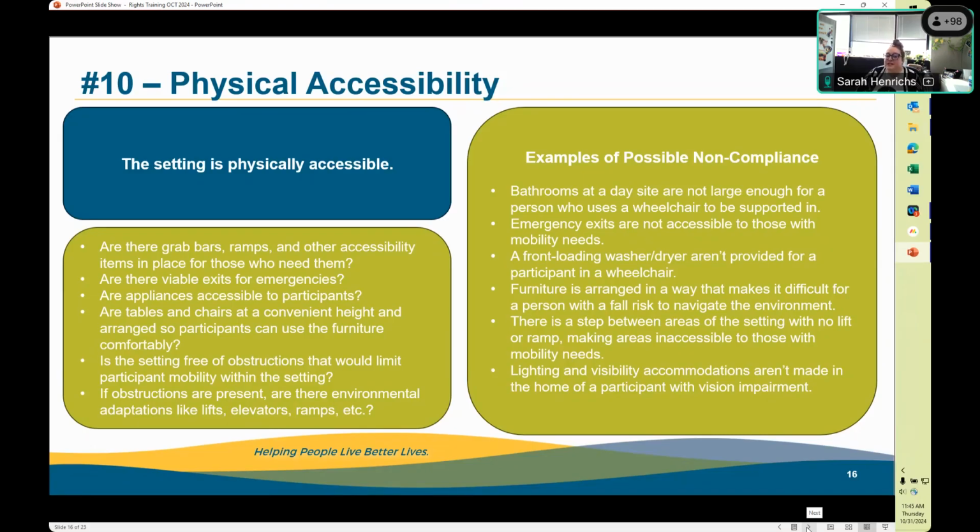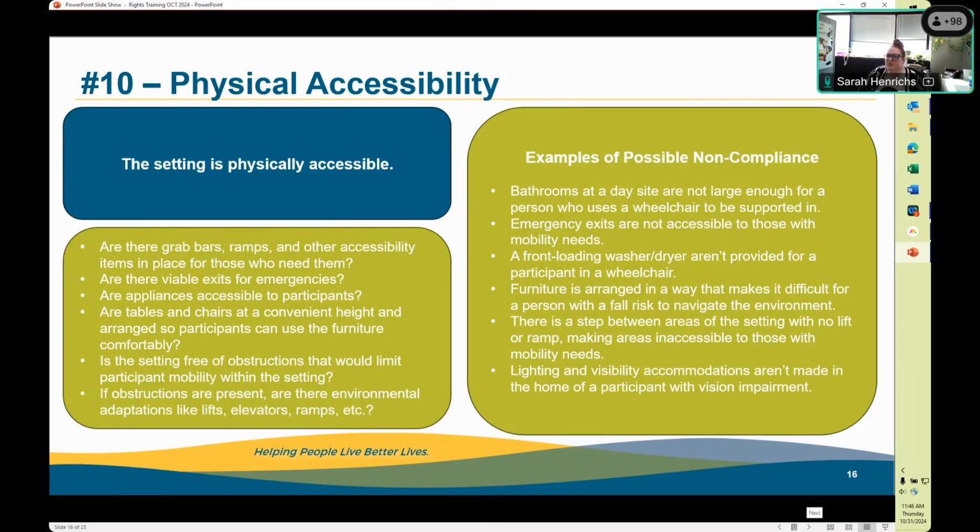If the bathrooms at a day site aren't large enough for a person who uses a wheelchair to be supported to use the bathroom or be changed in, that could be a final settings rule issue. The same goes if the emergency exits are not accessible to those with mobility needs. This was an example I saw from another state: if a person with a wheelchair in a residential setting doesn't have a front loading washer and dryer instead of a top loading washer, it would be almost impossible for a person who relies on a wheelchair for mobility to use a top loading washer.